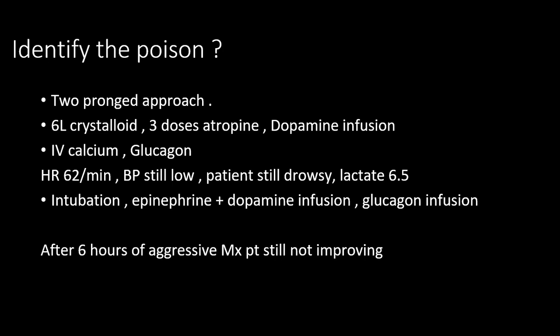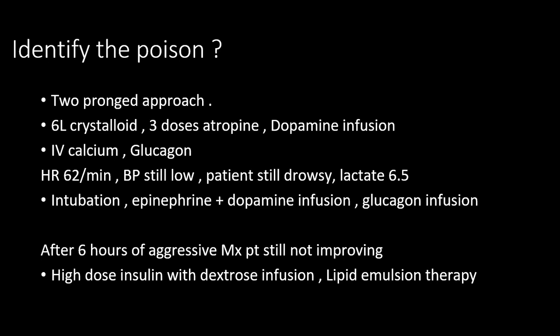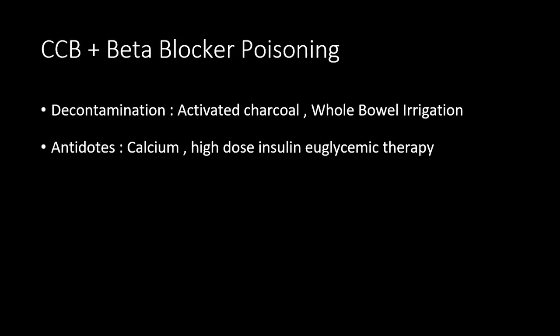Okay. So after 6 hours of aggressive management, patient was still not improving. Okay. And we were inclined to think in terms of beta blocker overdose. And we gave targeted treatment for a beta blocker overdose, which is a high dose insulin with a dextrose infusion and a lipid emulsion, which has been recommended in textbook. Okay, so this was possibly a case of both calcium channel blocker and a beta blocker poisoning, because it was an unresponsive bradycardia, or a patient whose hypotension was unresponsive. So you initially treated the bradycardia, it responded to a certain extent, and then you were stuck in the hypotension issues.